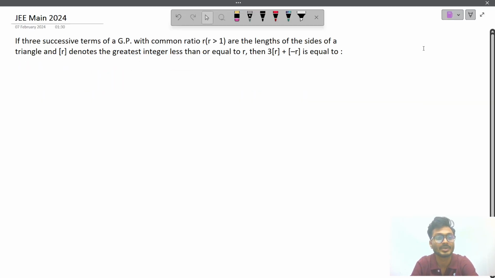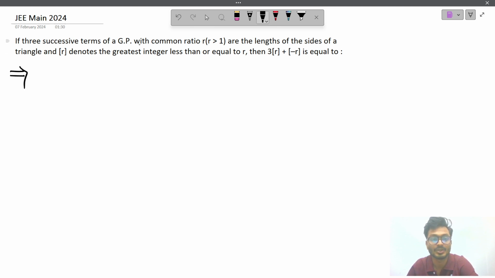So today I will explain this question, and this question was asked in 2024 JEE Main. So what is given in that question? If three successive terms of a GP series with common ratio r greater than 1 are the lengths of the sides of a triangle, and [r] denotes the greatest integer less than or equal to r, then what will be the value of this?